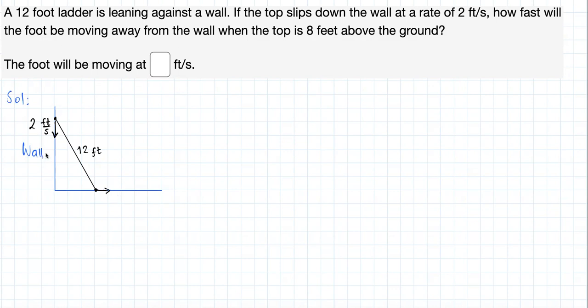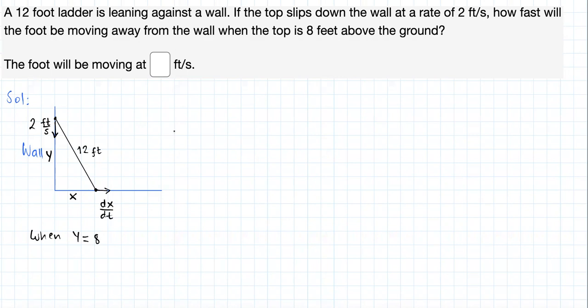If we let the vertical distance be represented by y and the horizontal distance be represented by x, what basically they are asking us to find is the derivative of x with respect to time when the top is 8 feet above the ground, when y is equal to 8 feet, right?